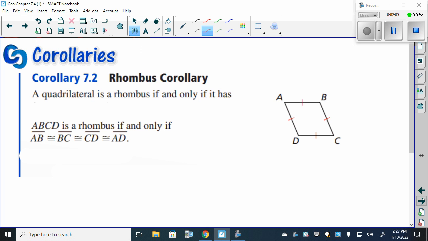Now we do have some properties here, or a corollary. A quadrilateral is a rhombus if and only if it has 4 congruent sides. Now we'll get to the square in a minute. So any questions on the rhombus corollary? If we have a 4-sided figure with 4 congruent sides, we're going to call it a rhombus.